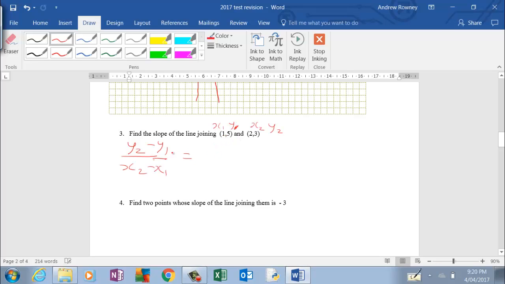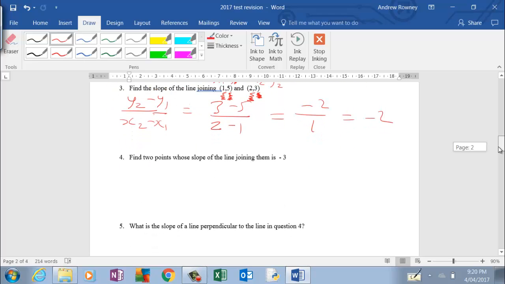So the y2 take y1 is going to be 3 take 5, x2 take x1 is going to be 2 take 1. 3 take 5 is minus 2, 2 take 1 is 1, so the slope is negative 2. So we're doing y2 take y1 divided by x2 take x1.